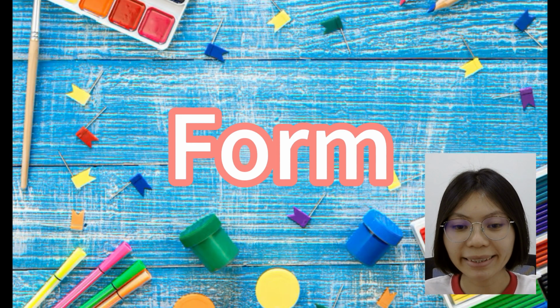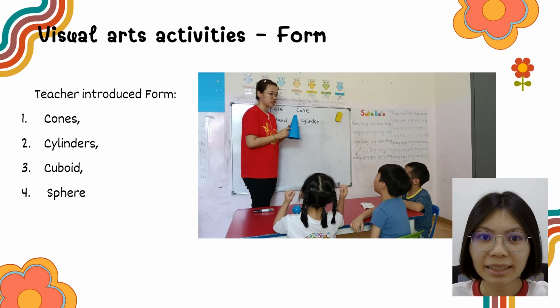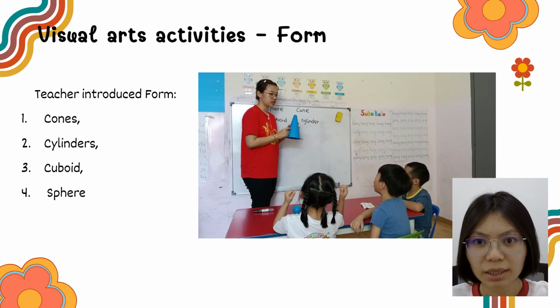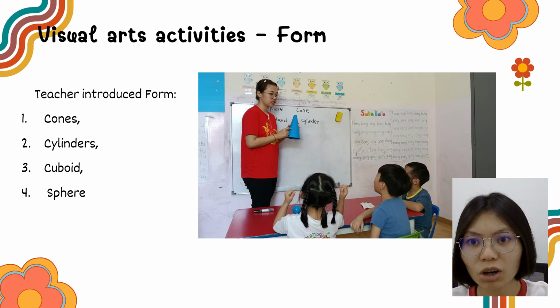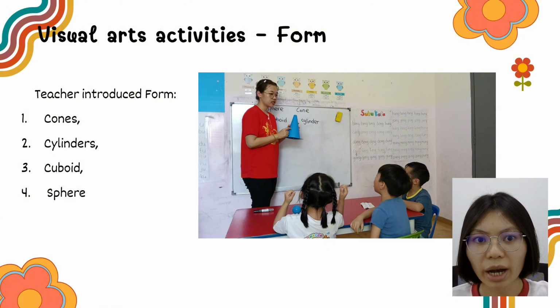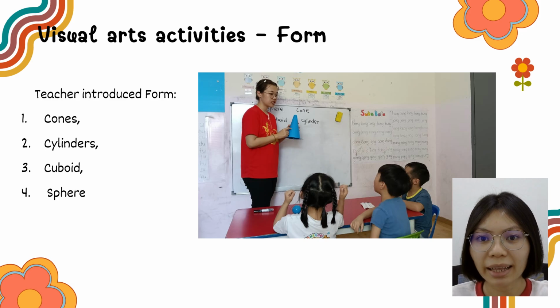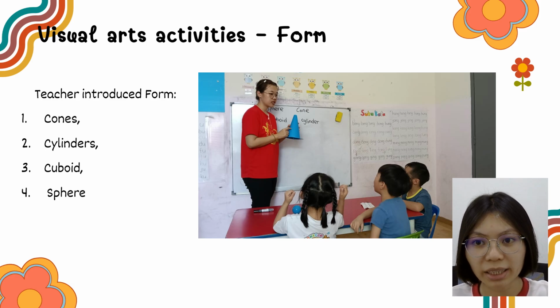The third activity is form. The teacher will introduce the children to different 3D shapes such as cones, cylinders, cuboid, and sphere. Children will then be blindfolded and encouraged to feel the shapes using only their hands, trying to identify each form. This activity helps children understand 3-dimensional objects, their features, and spatial awareness through touch.